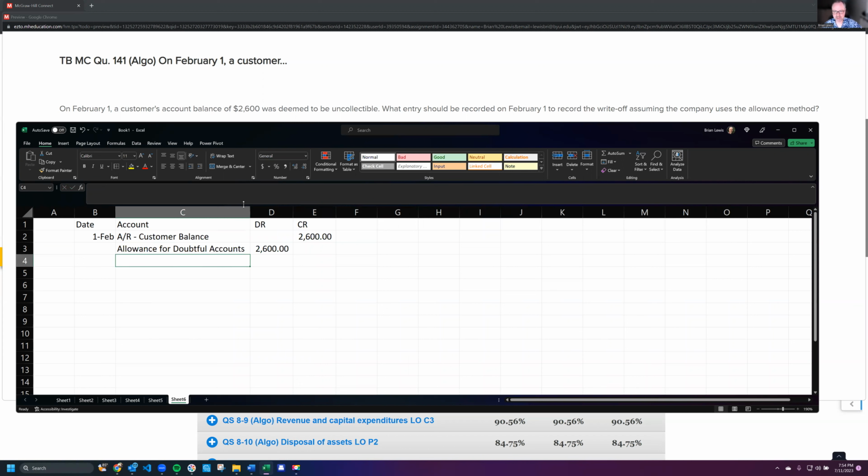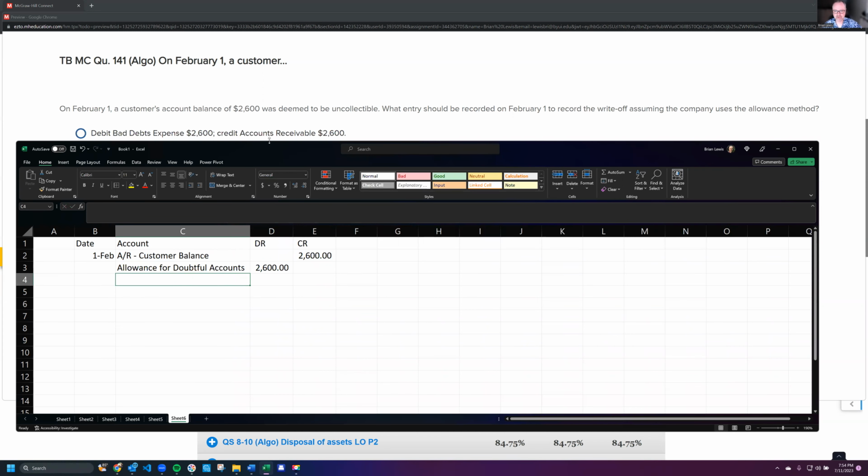So based on this, I'd go back over to my answers. Bad debt expense 26, credit accounts receivable. Okay, so the credit looks right, but I don't think it's a bad debt expense. So no, I have allowance for doubtful accounts.